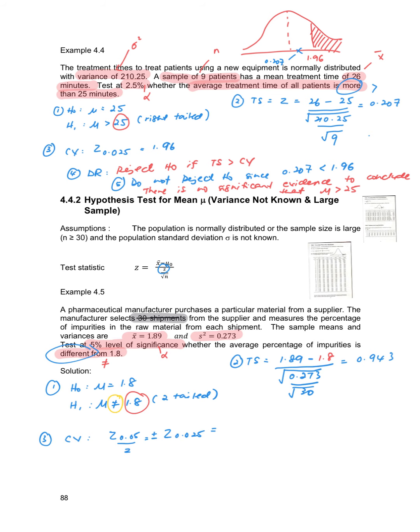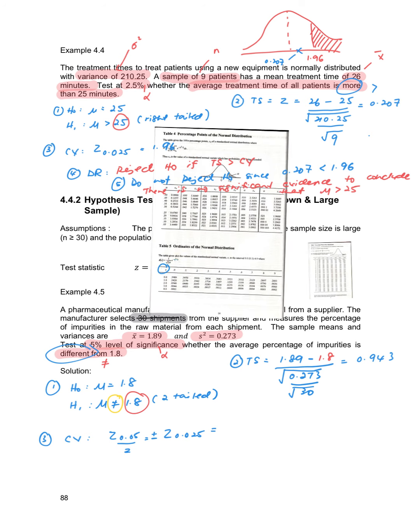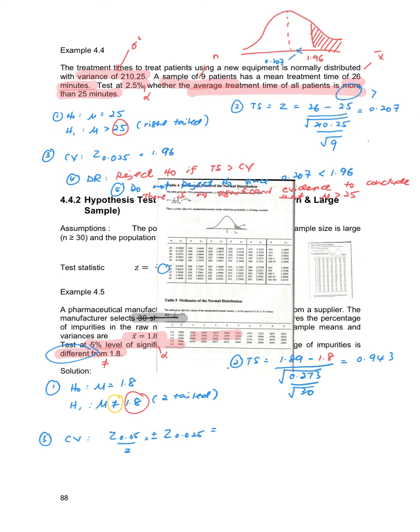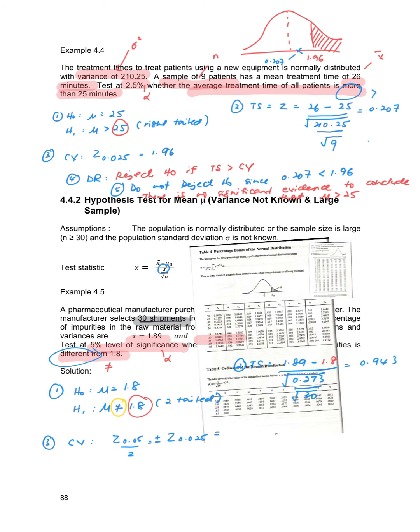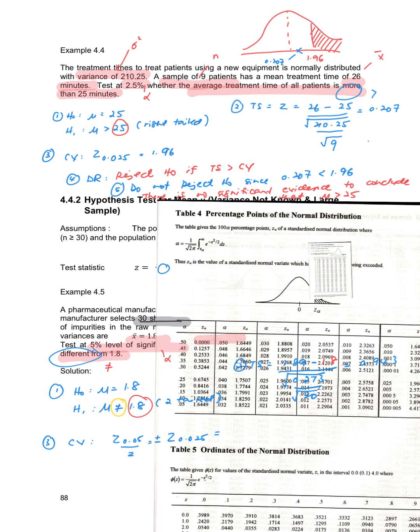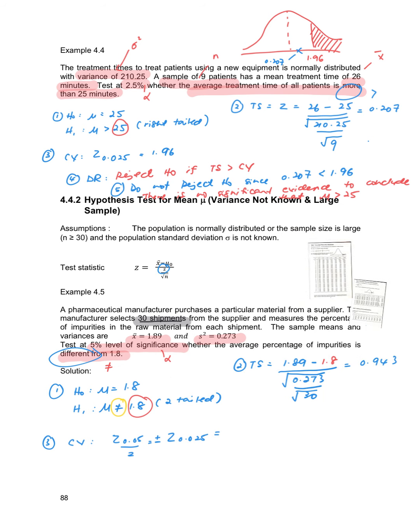So again, refer your table 4. Okay, let's look into table 4. Z 0.025 is 1.96. This one, yeah. Z 0.025 is 1.96. So plus minus 1.96. Okay. Step number 4.